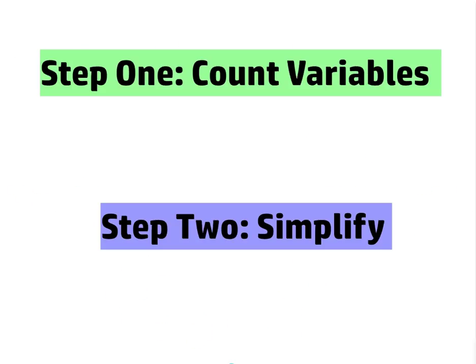In general, these are the easy steps that you can follow. You can first count the variables, and then next you can just simplify. It's that simple. So count the variables and then simplify.